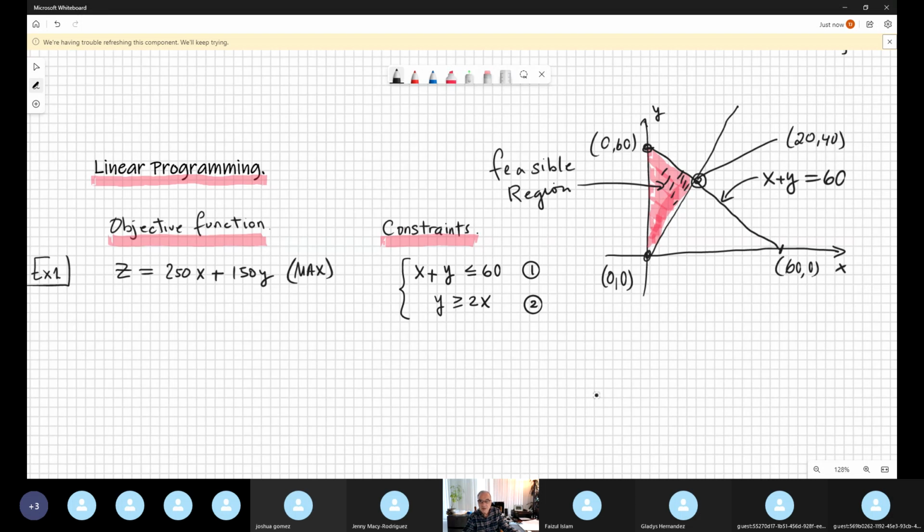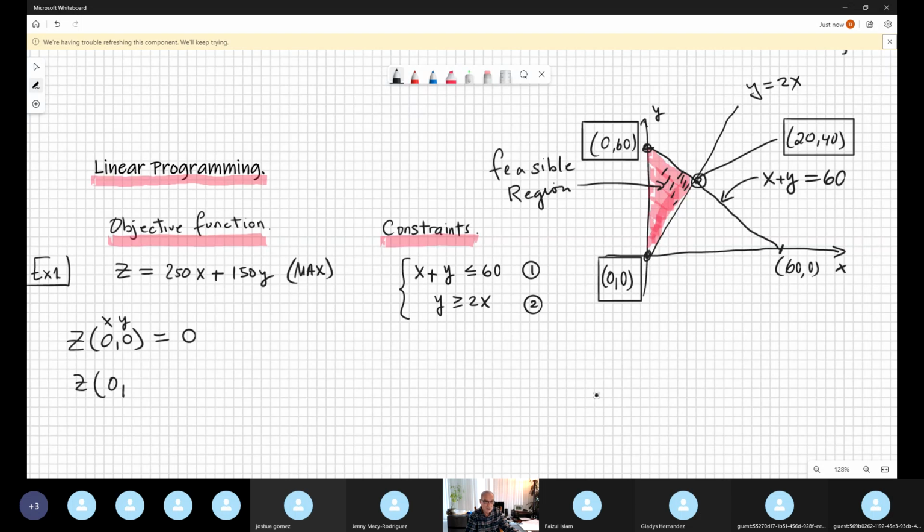Okay, I don't care too much about the equation of this line. Now the important information is the corners: 0,0, 20,40, and 0,60. You plug in these three into the objective function. At 0,0, x is 0 and y is 0, so it's obviously 0, because 25 times 0 plus 150 times 0. It's completely useless. Well, no, it's a minimum, yes.